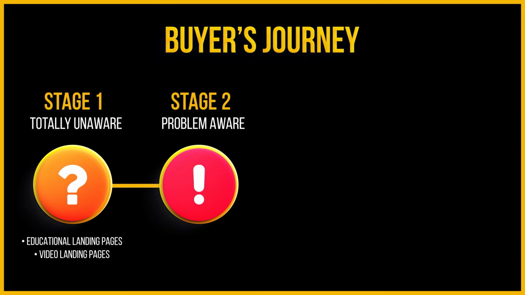Moving to stage two, which is problem aware. Next, businesses identify the problem but are unsure about what solutions are available. This is where you start building trust through informative landing pages that showcase your expertise in the area. Here, you can use different types of landing pages, such as resource landing pages, offering guides, checklists, or white papers that delve into the problem more deeply.